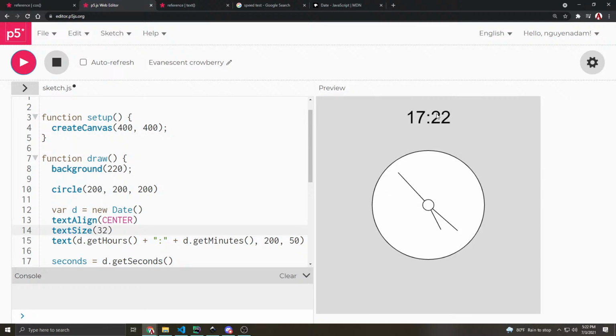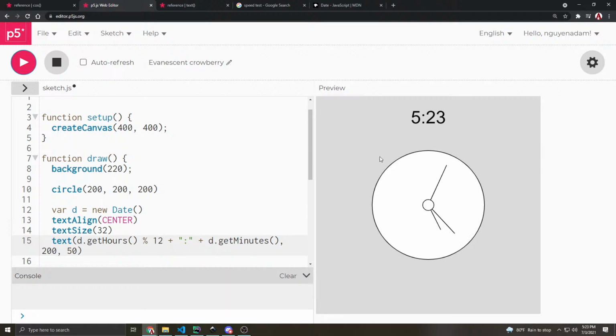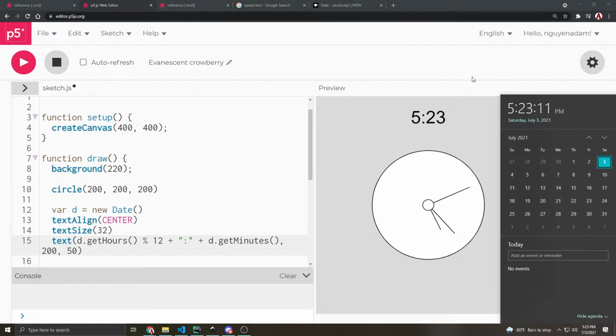Oh, that's nice. Look at this. It's 1722. And of course, we're American, so we can just change this to 5:22, 5:23. Look at that. We got ourselves a little clock. I mean, what else? Nice.